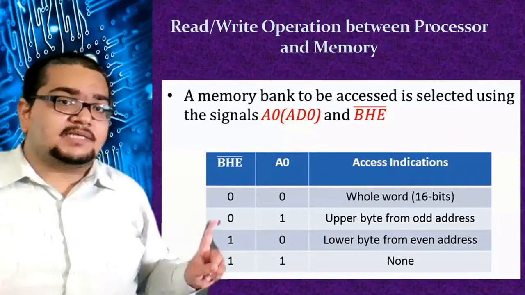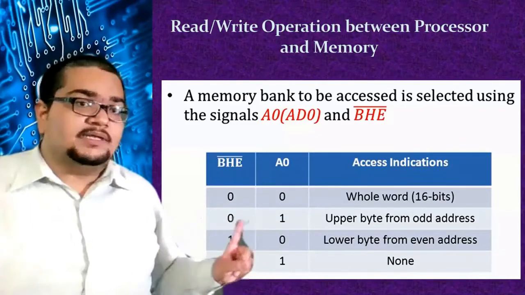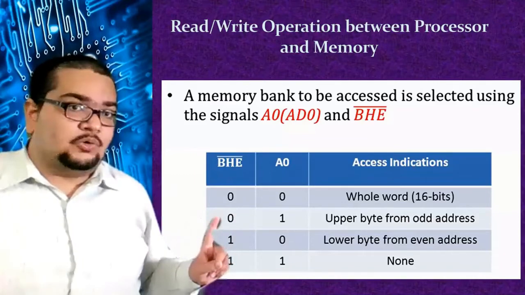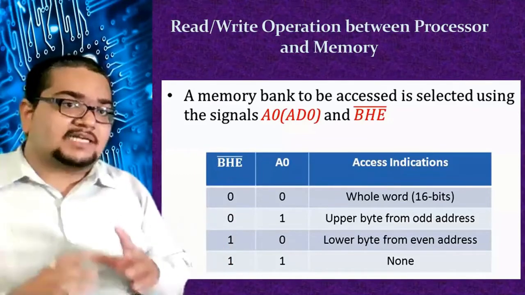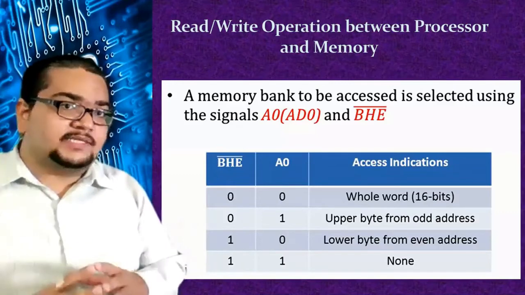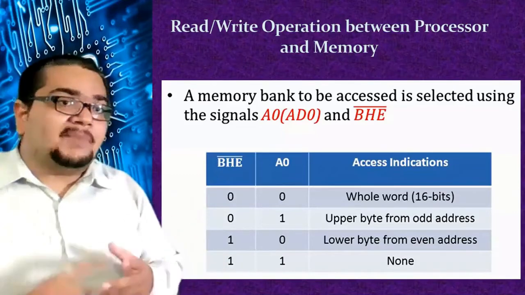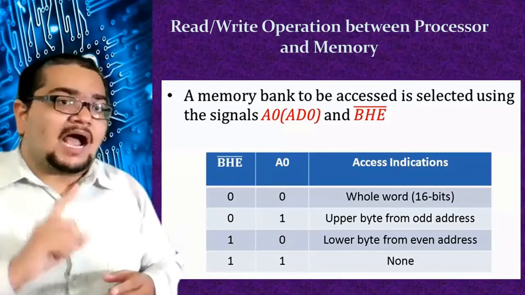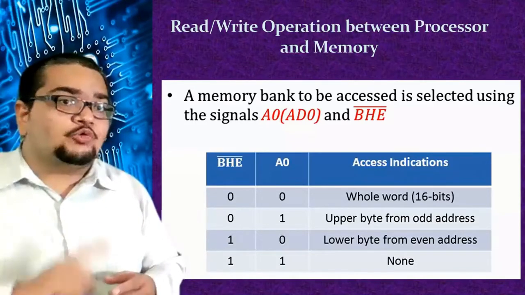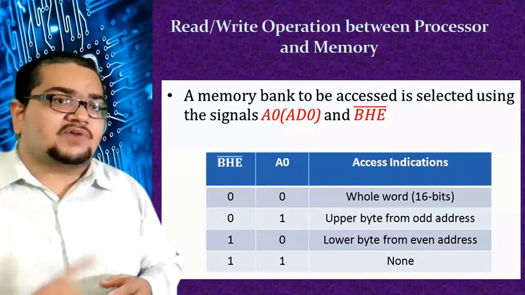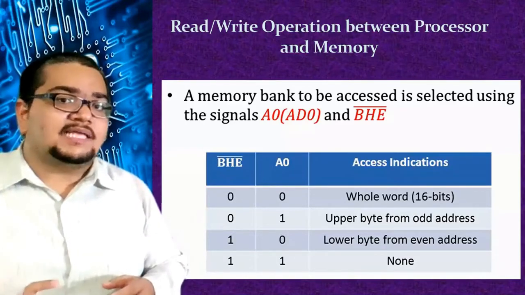0, 1: BHE bar is 0 and A0 is 1. See that BHE bar is 0. And I have told you about BHE bar that it is active low. It is active when it is 0. So here it is active. In this case, bus high enable is active. That means the higher bus D8 to D15 is active. The higher bus of data D8 to D15 is active.